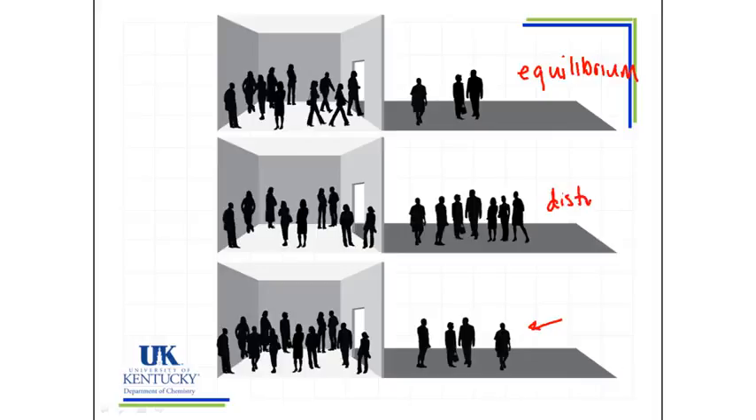Maybe we turned up the heat, maybe the music changed, maybe they ran out of food. Something changed to disturb that system that was at equilibrium, and it had to respond, and at this point, equilibrium was restored.